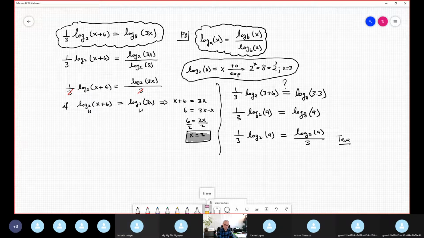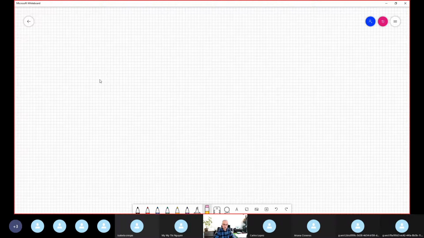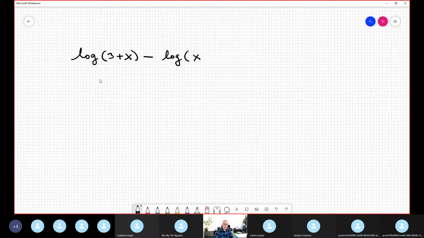Yes. Let's do one more logarithmic equation, and immediately we start doing the word problem applications. Suppose this: log of 3 plus x minus log of x minus 3 is equal to log of 3.